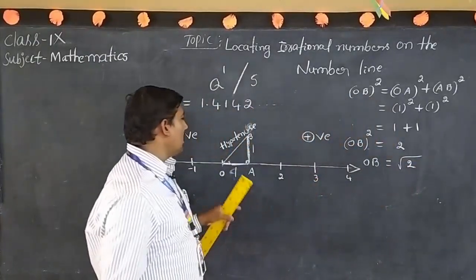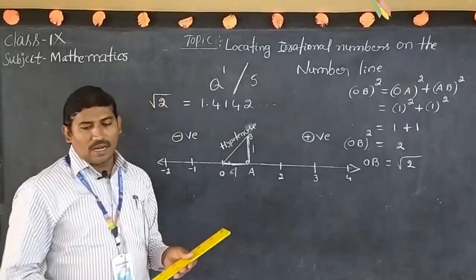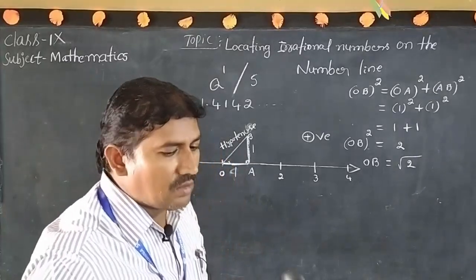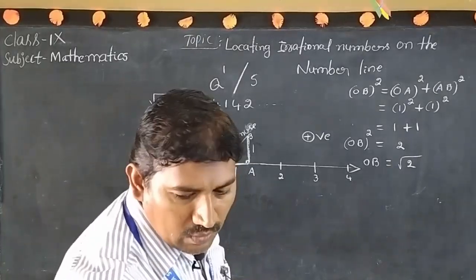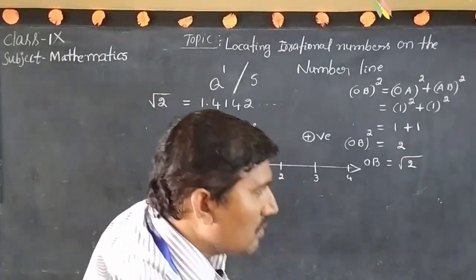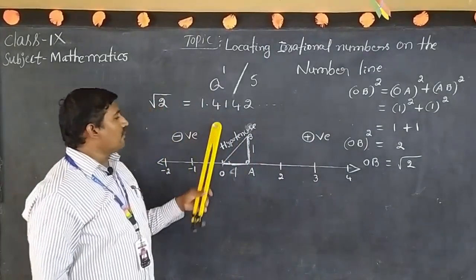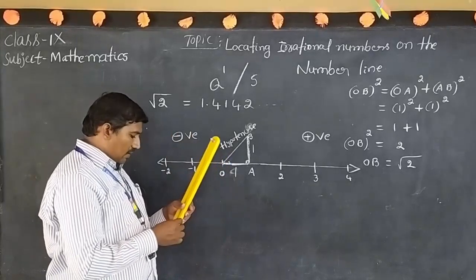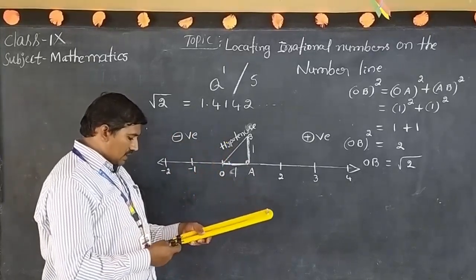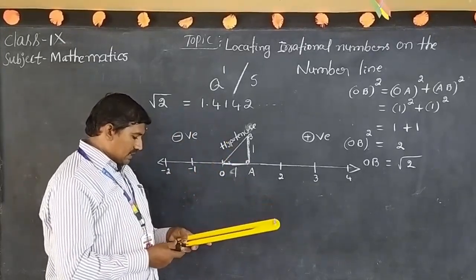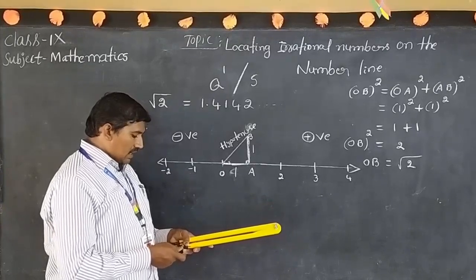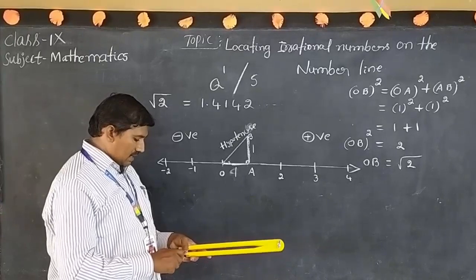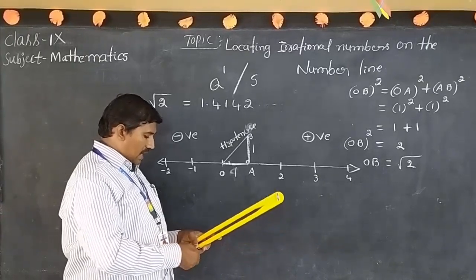So it is possible to locate on the number line. We will see. We know the value root 2 is equal to 1.414 and so on. See this value, then it is also possible to locate on the number line.